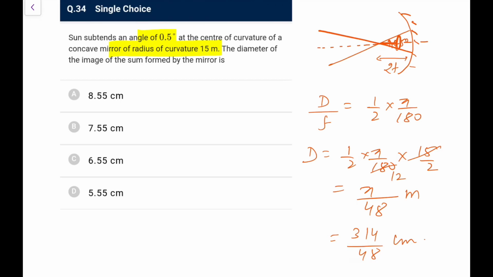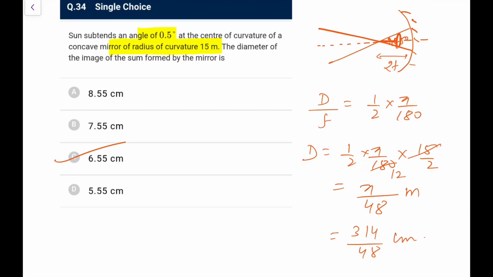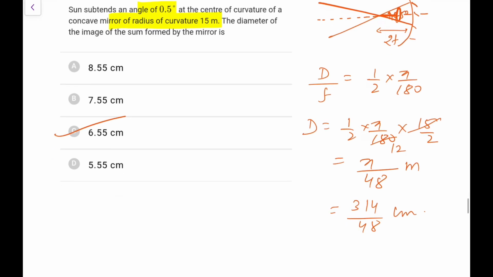So it would be 48, if I do 96, it would be 6 point something. So 6.55 centimeter would be the answer here. So we are just going by the logic, it would be formed at f, and it would be somewhat like that. So we can directly look for this particular option. Next.